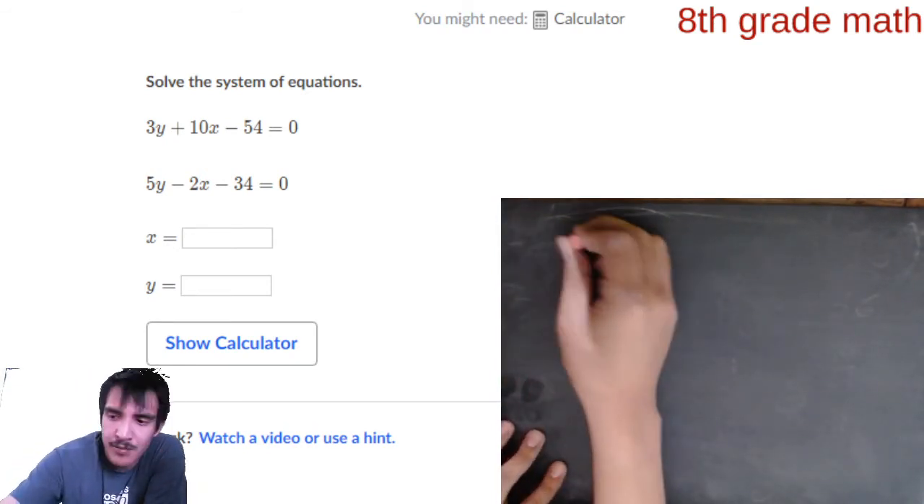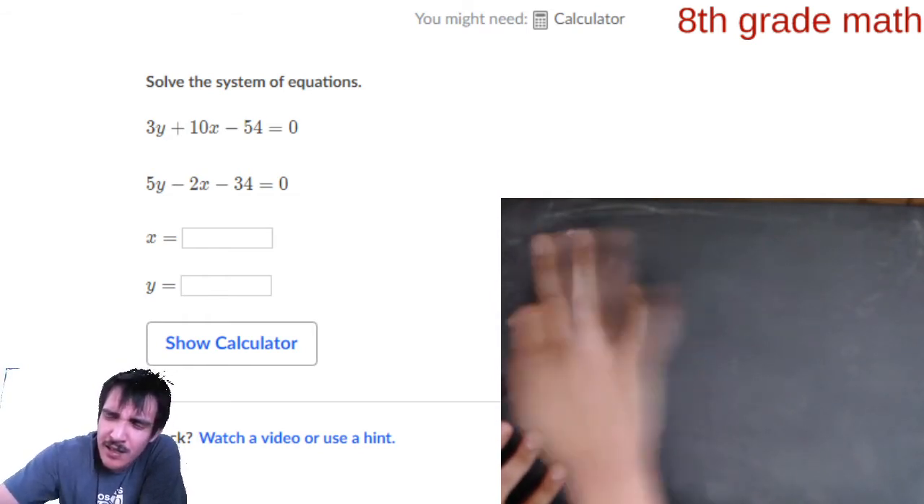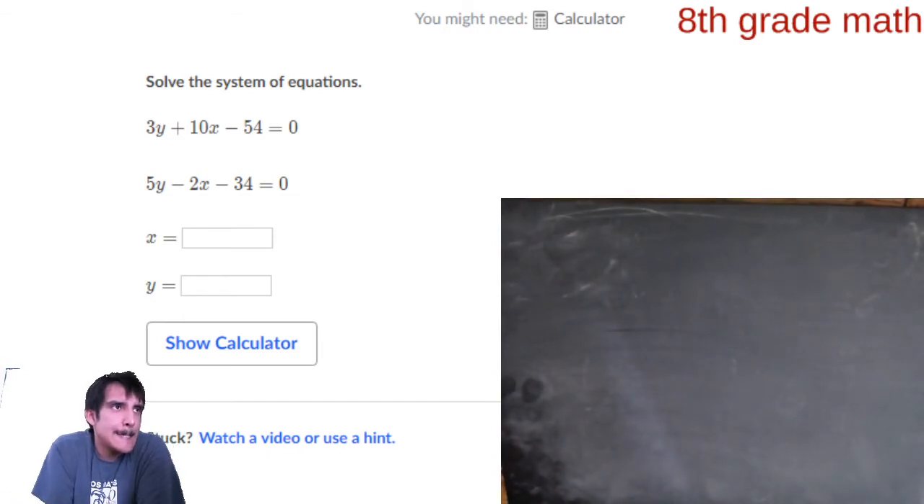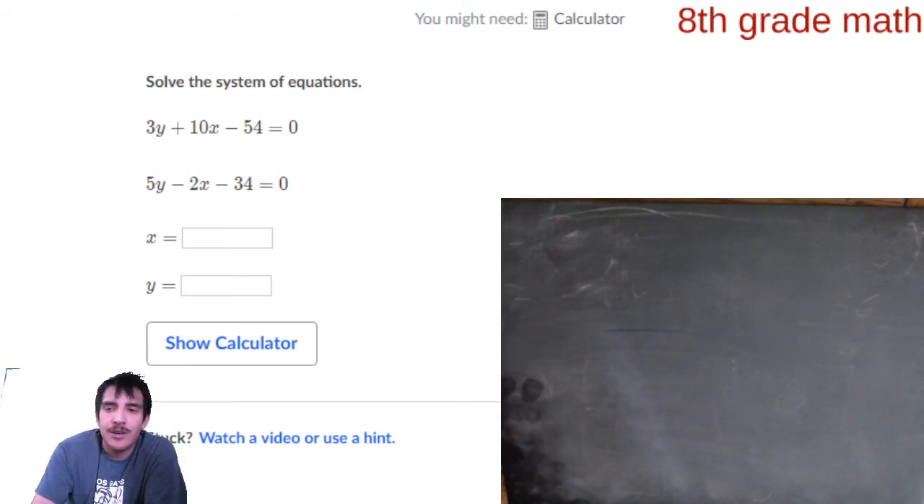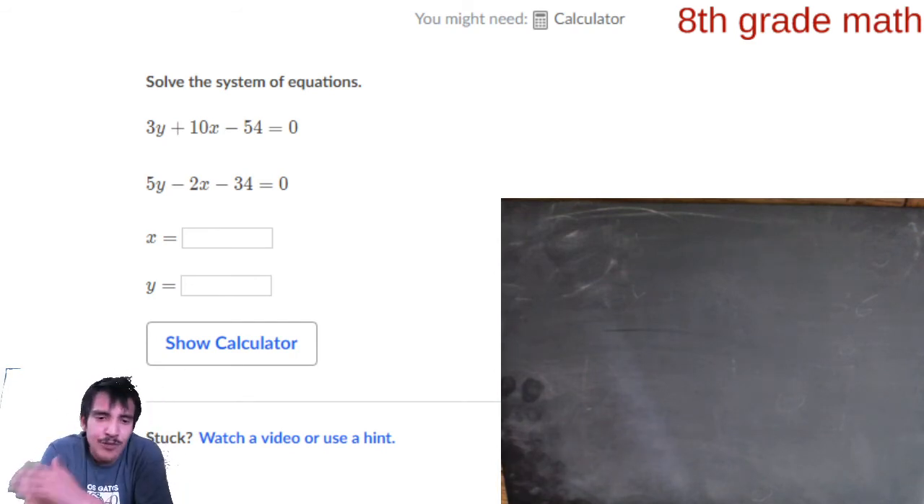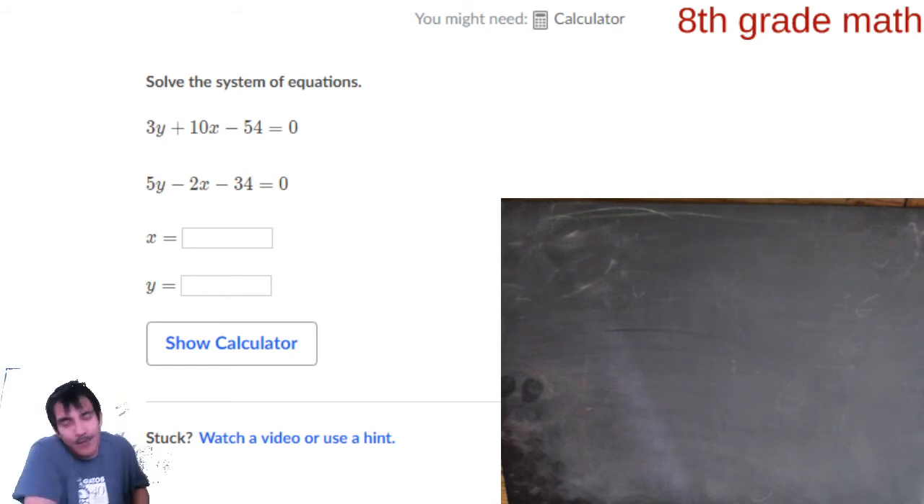So let's try this one. We got 3y. Oh my goodness. Oh, and again, if you would rather solve this by graphing, you can solve this problem by doing elimination, what I'm doing, or you can just go to desmos.com and type in these equations and it will graph them automatically for you. If you do that and you find the intersection point, that will be the solution to your equation. I'm not going to stop you from doing that.